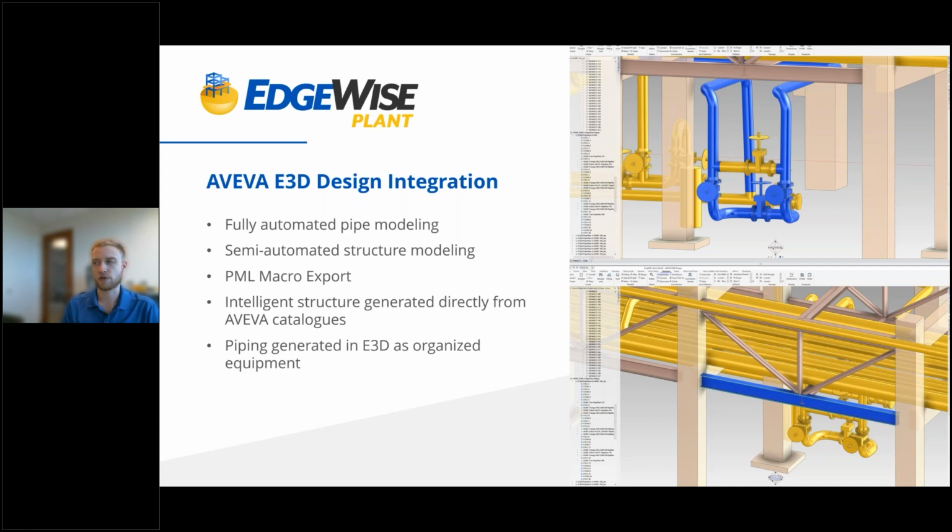So between piping and structure, we have different approaches. The key being that structure is fully catalog based, it's fully customizable. You can use any catalog from E3D directly, where we'll show that workflow, and then that directly translates to GenSec elements inside of AVEVA E3D. And then for piping, we're going to be exporting the piping model from EdgeWise as equipment.